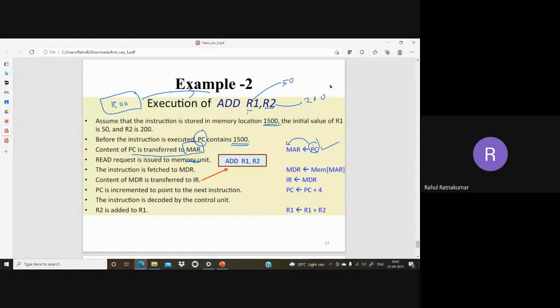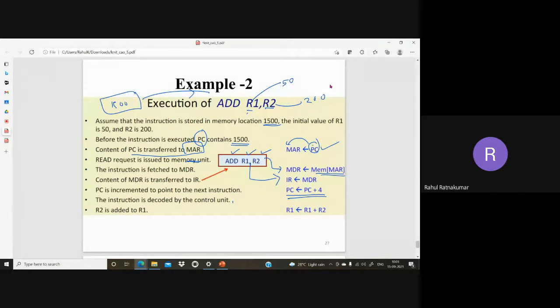Now that instruction is nothing but add R1, R2. This instruction, stored in the location pointed to by MAR, is fetched to the MDR. The content of MDR is transferred to IR. Now the PC is incremented to point to the next instruction. As soon as PC is free, it can be used for incrementing, pointing to the next instruction to be executed.